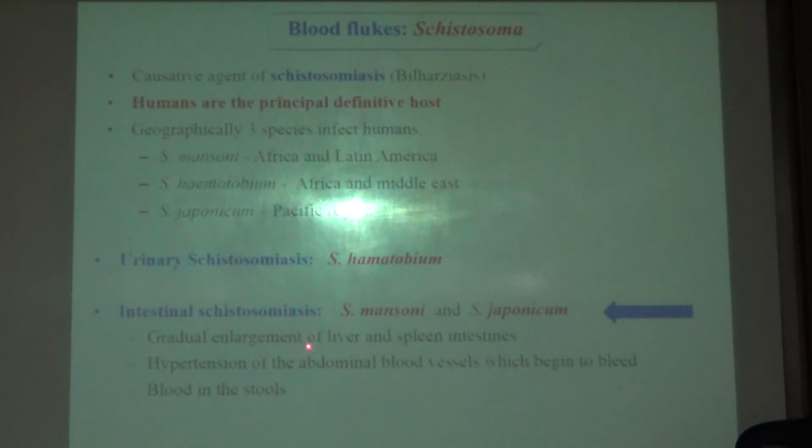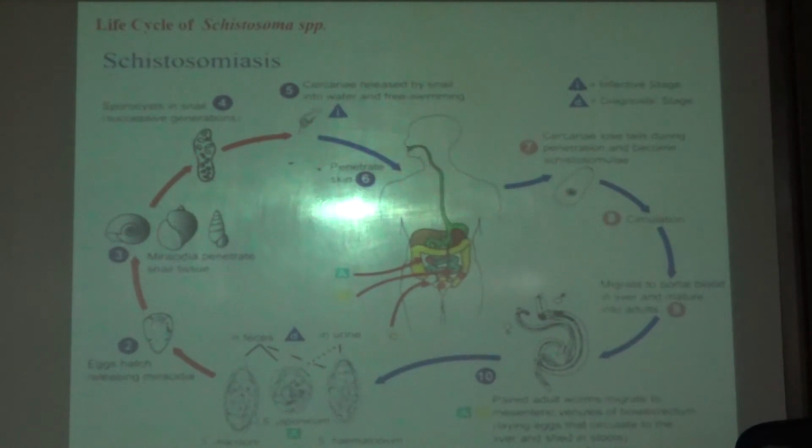It can lead to splenomegaly and hepatomegaly also. And there can be blood in the stool due to infection with Schistosoma japonicum and mansoni. Here, I will just tell you the diagnostic stage. We can see these eggs here, and the infective stage is cercaria, which penetrates through the skin.